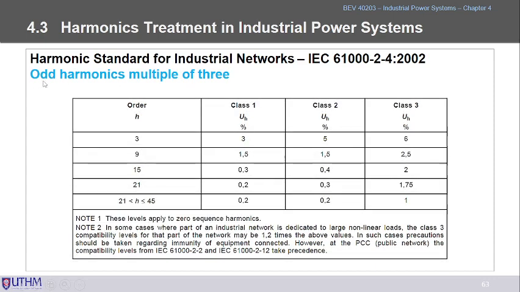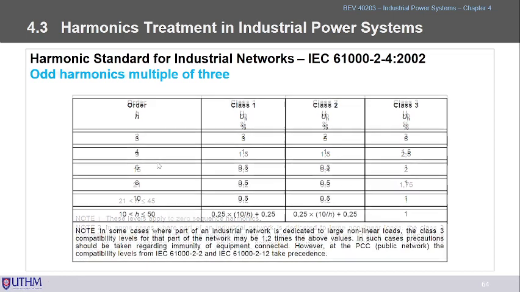And the same goes for the odd-numbered harmonics that are multiples of 3. These are the so-called triplen harmonics. We call them triplen harmonics: the third order harmonic, the 9th order, the 15th, and so on. These are quite dangerous to our neutral system.